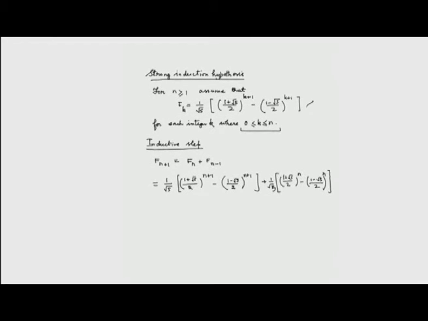Now, for convenience, we replace 1 plus root 5 upon 2 by a and 1 minus root 5 divided by 2 by b, and the expression will become a to the power n plus 1 minus b to the power n plus 1 plus a to the power n minus b to the power n, which in turn becomes 1 by root 5 times a to the power n (a plus 1) minus b to the power n (b plus 1).